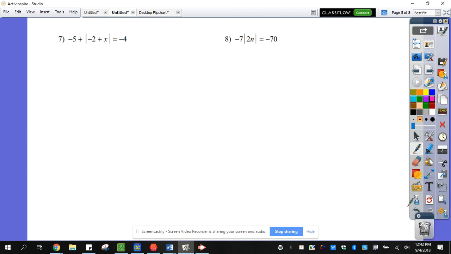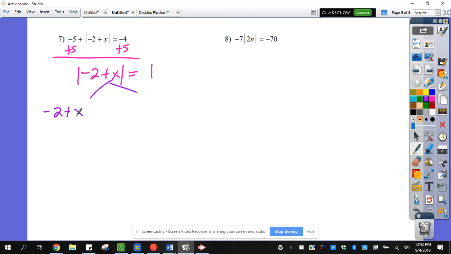How do I do that one here? I see a negative 5 being added to the absolute value, so I need to add 5 here, add 5 there. So that leaves us negative 2 plus x. What's negative 4 plus 5? Positive 1. Now you can split them into 2.